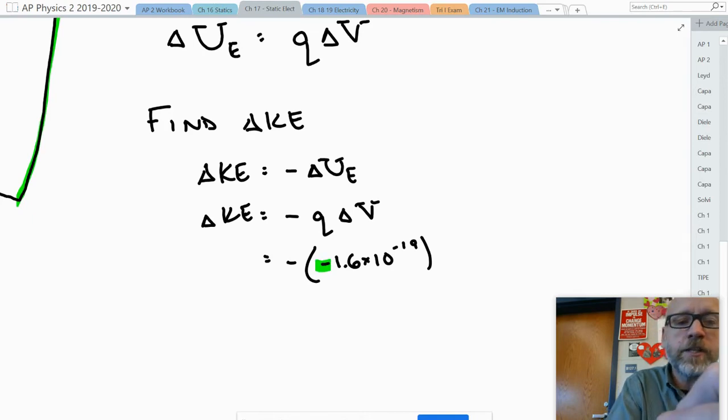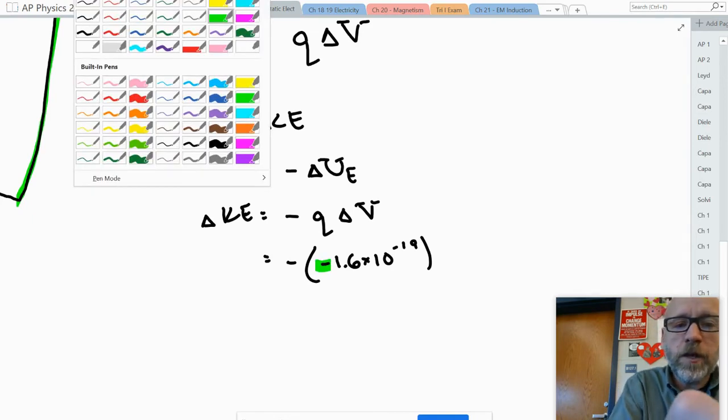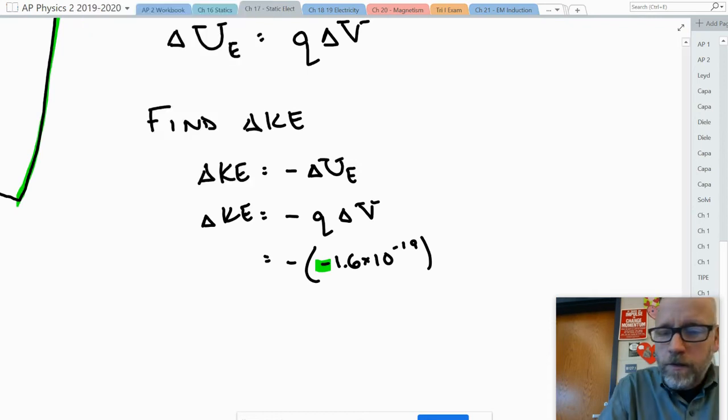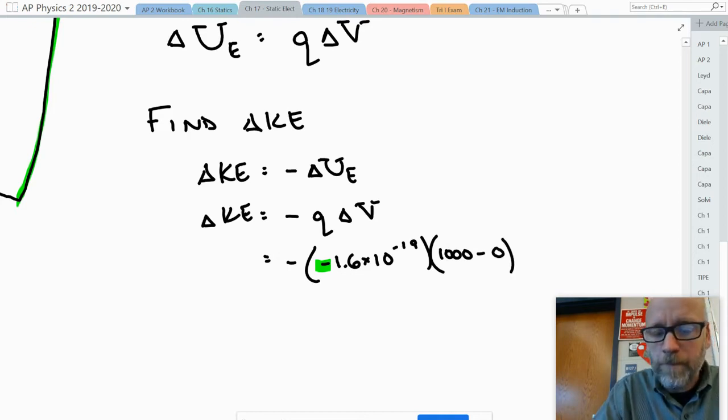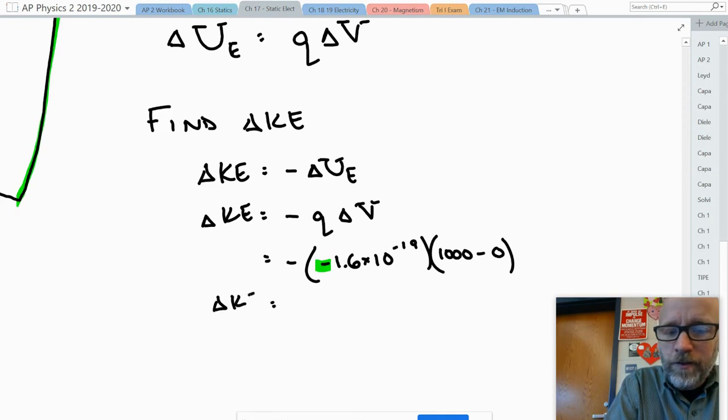Good. Now, my change in voltage went from 0 to 1,000. So 1,000 was the final voltage minus 0. And see what happens to those two negative signs? The change in kinetic energy gives me 1.6 times 10 to the minus 16 joules.